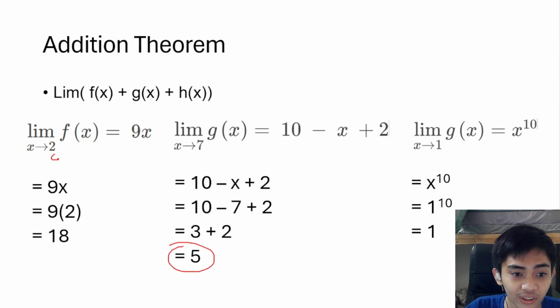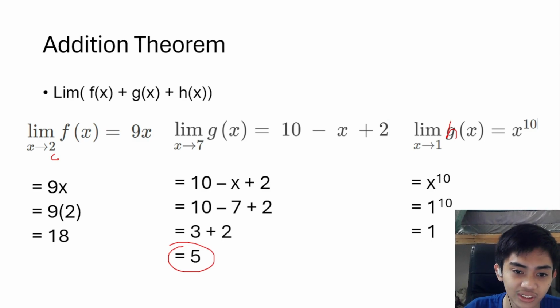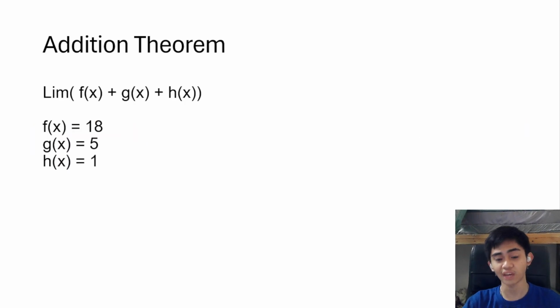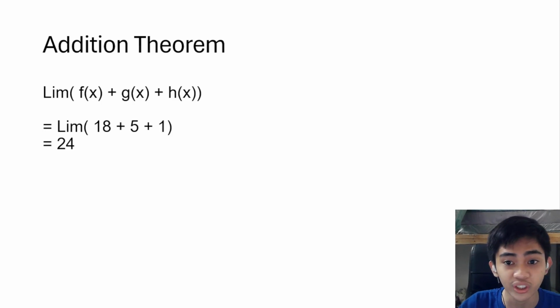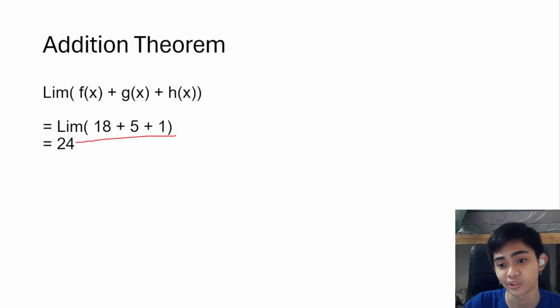And then next is the limit of h of x. Limit of h of x is x to the 10th power, and we substitute the x with the c, which is the 1. This is the c, so 1 to the 10th power is still 1. So basically, we gather these examples and we gather these answers, and we would arrive with this. Now we know that f of x is 18, g of x is 5, and h of x is equal to 1. So let's go back to the main equation. If we substitute this to the main problem, f of x plus g of x plus h of x, we get 18 plus 5 plus 1. So 18 plus 5 plus 1, which is equal to 24.